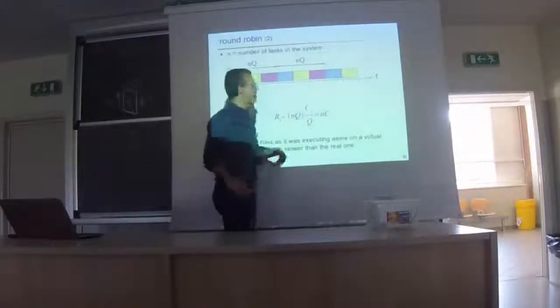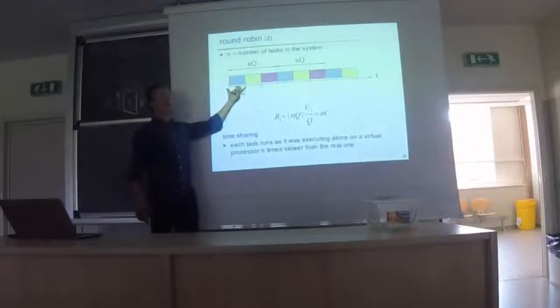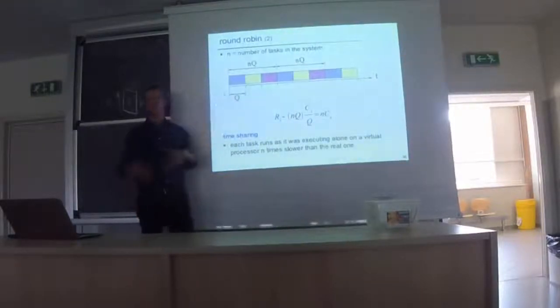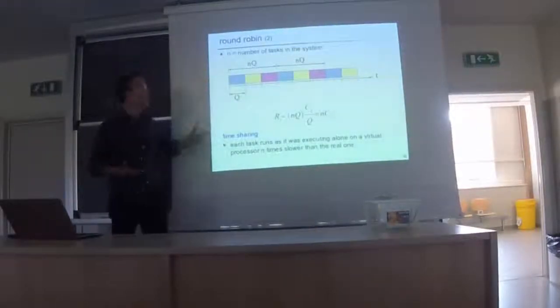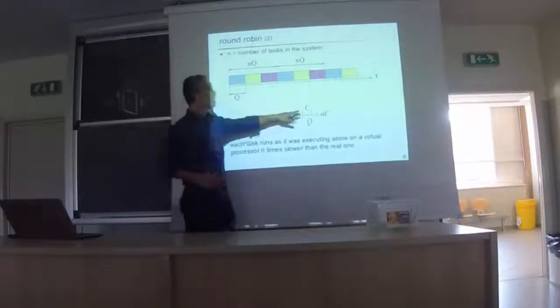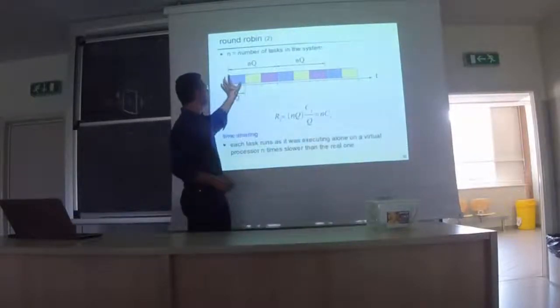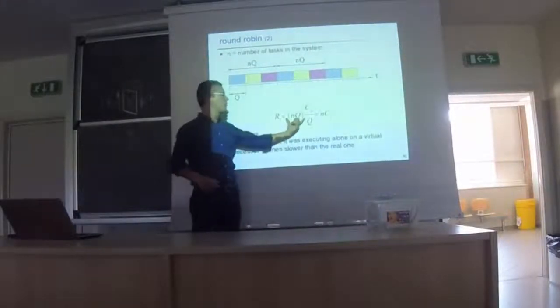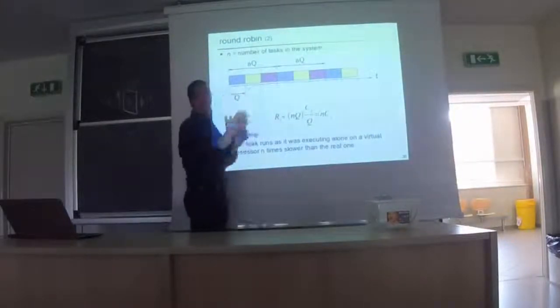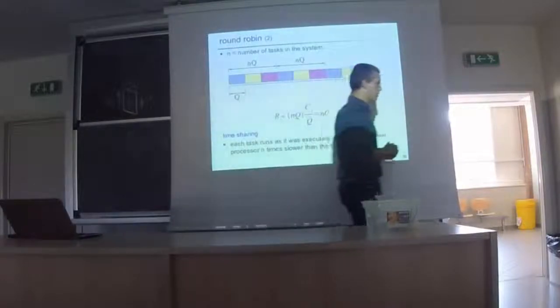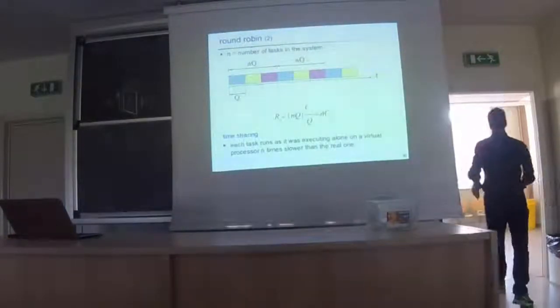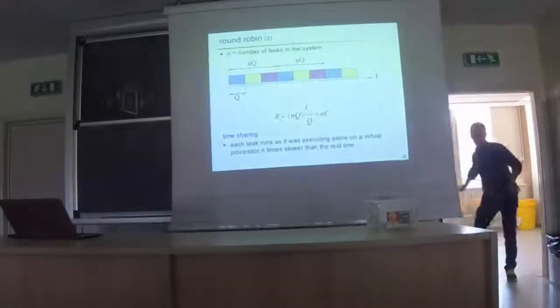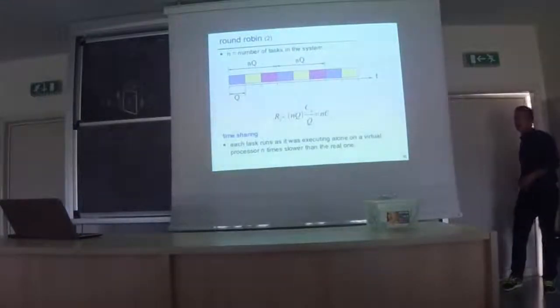If I have a time quantum of 2, like in this case, and my task needs to execute for 6, then it will be 6 over 2. So 1, 2, 3, that is 3, times what? The length of the hyper period of that scheduling. So n times q.